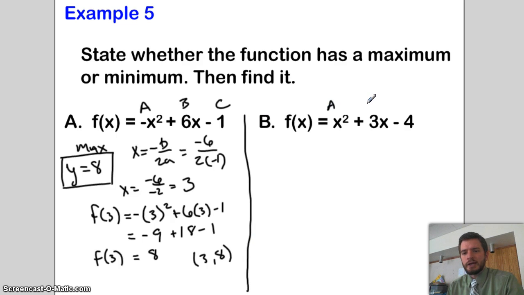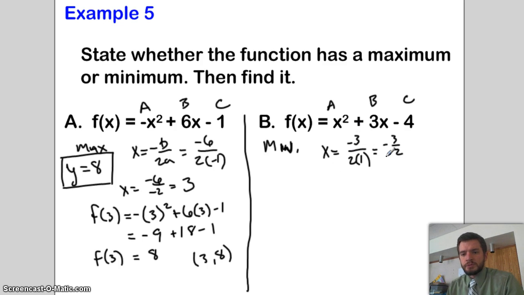Keep going. So I've got a is 1, b is 3, c is -4. Again, it's facing up, so it's going to be a minimum value. And let's find it. We'll use our formula. So -b over 2a. So -3 over 2 times 1. So that'll be -3 over 2.